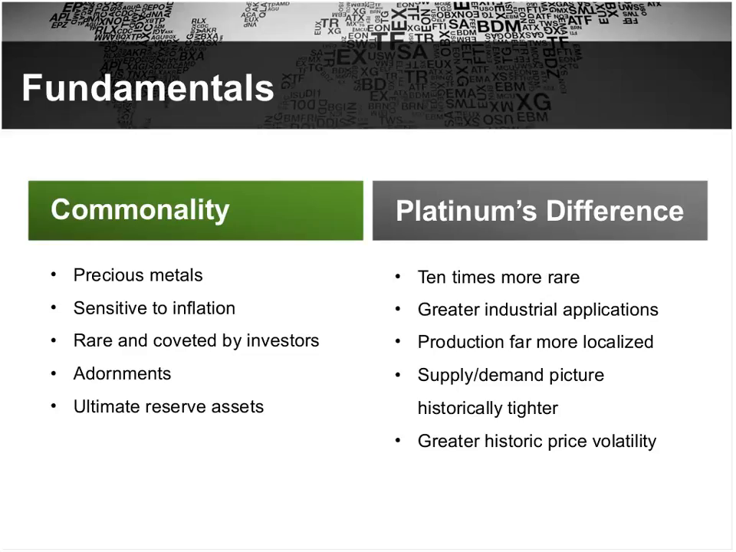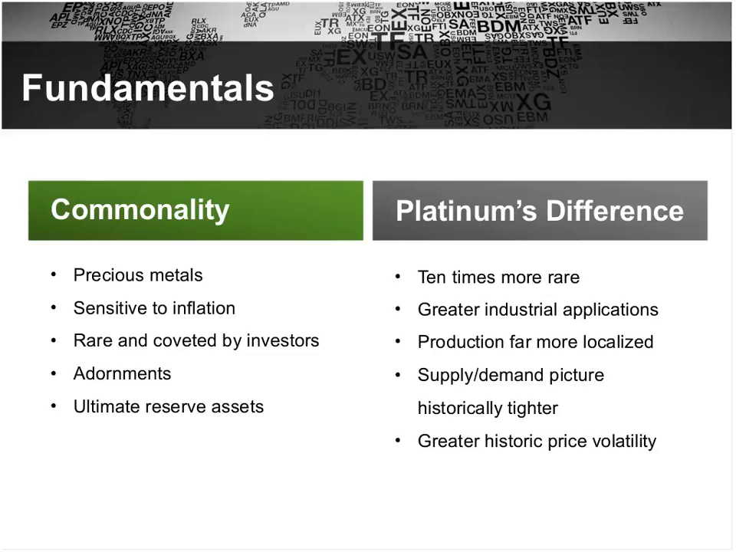The supply and demand picture for platinum is historically tighter, meaning that it tends to go towards backwardation, whereas gold doesn't. Backwardation means that nearby prices for platinum can be higher than deferred prices. This very rarely, if ever, happens in gold. And platinum is historically more volatile with respect to price.